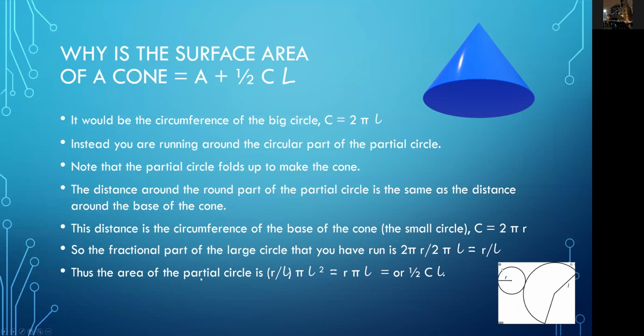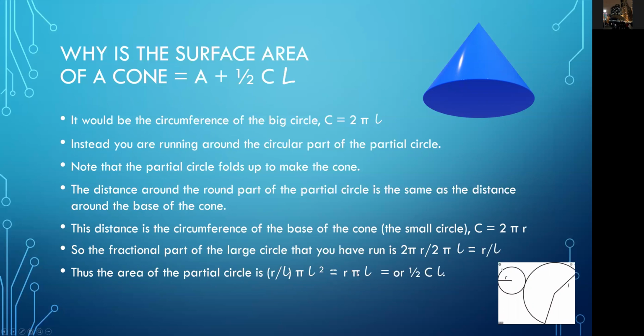So the area for the partial circle is r divided by L times the area of the complete circle, pi L squared. And we have an L on the bottom that'll cancel with an L on the top to reduce it down to r times pi times L.